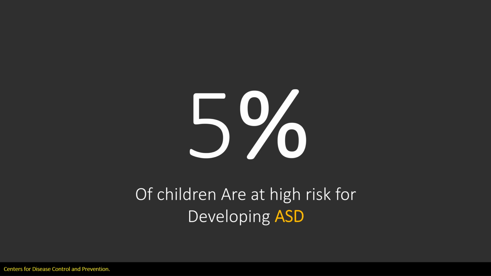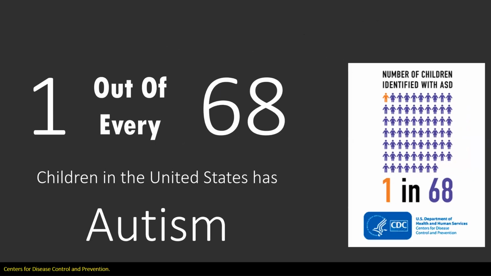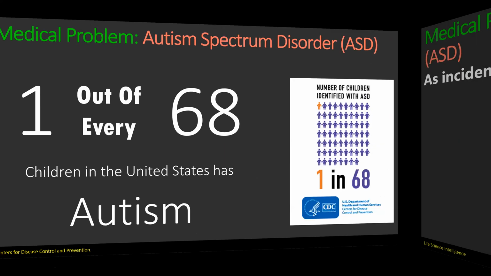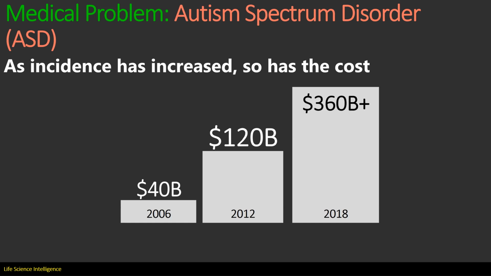Then the people from the commercialization team came to us with these statistics. 5% of the children in the US are at high risk for autism. Second, they told us 1 out of every 68 children born in the US suffers from autism. Then they gave us some numbers about how much the US spends on autism. In 2006, they spent around $40 billion. In 2012, the US spent $120 billion. In 2018, they spent $360 billion. So this is a big market.